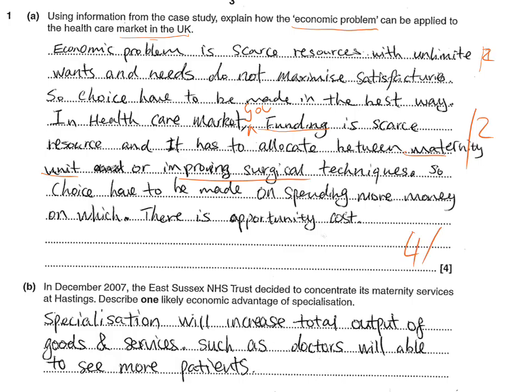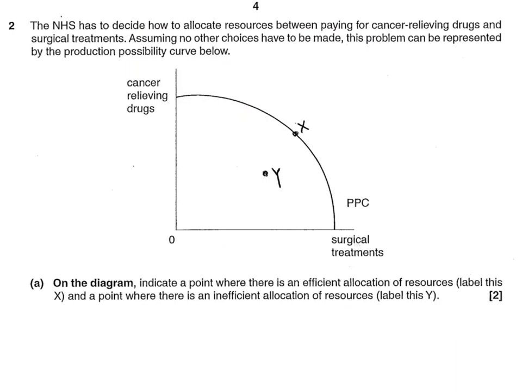wants and needs are. The next question says, in December 2007, the East Sussex NHS Trust decided to concentrate its maternity services in Hastings. Describe one likely economic advantage of specialisation. Specialisation will increase the total output of goods and services, such as doctors will be able to see more patients. So benefit described, 2 marks there. Could have also looked at quality as being improved as well, but that's a valid argument.